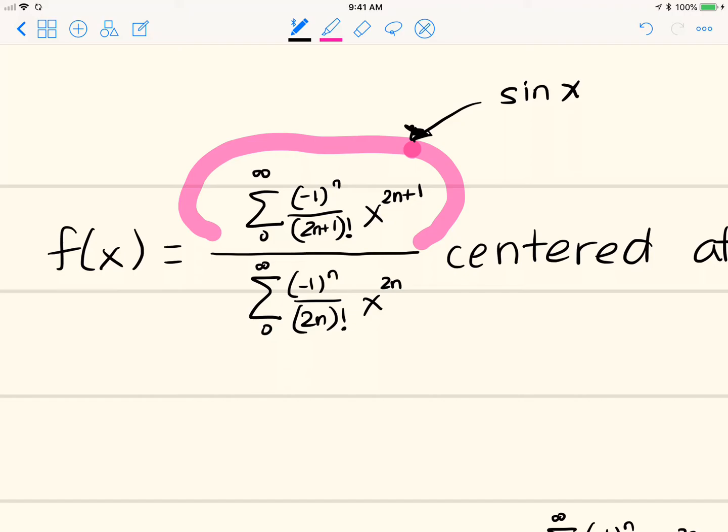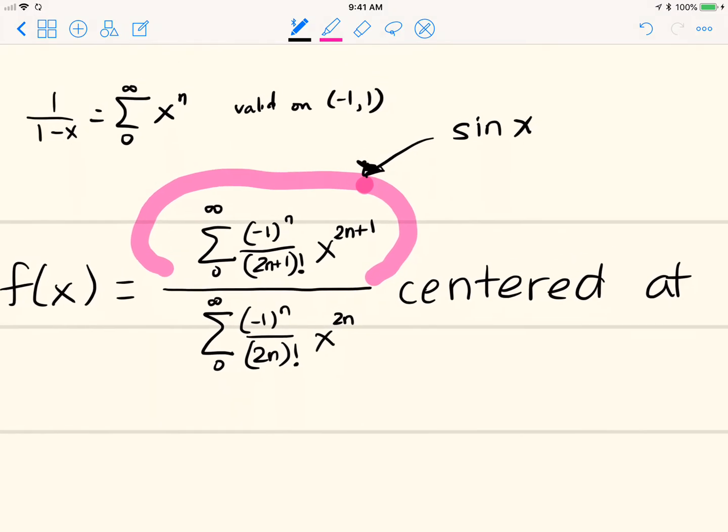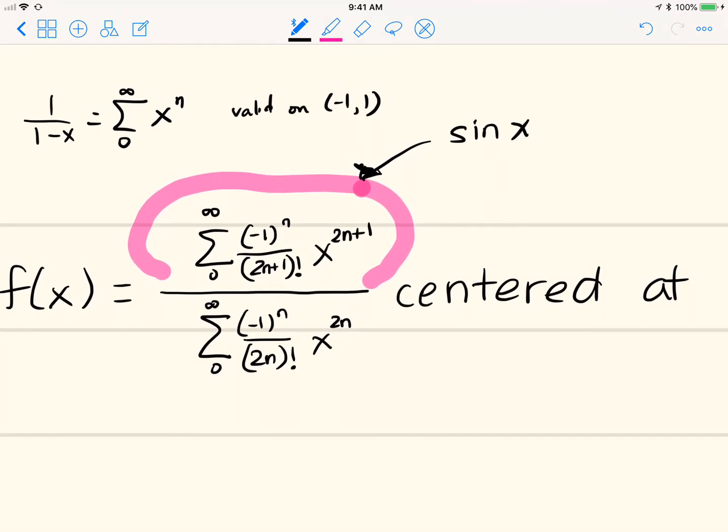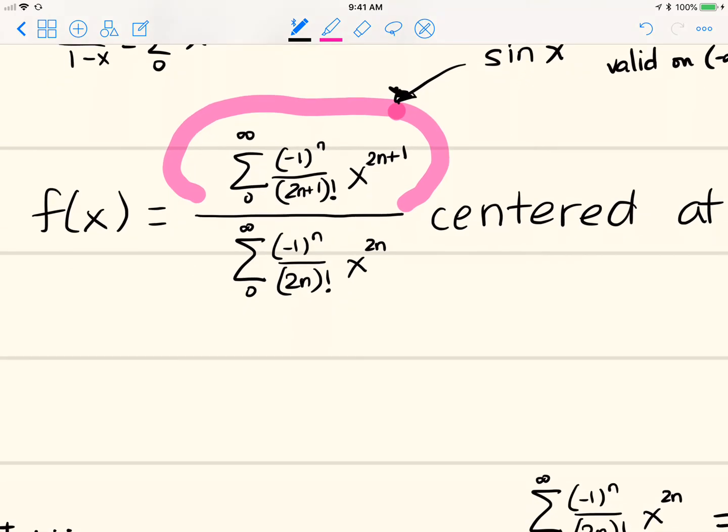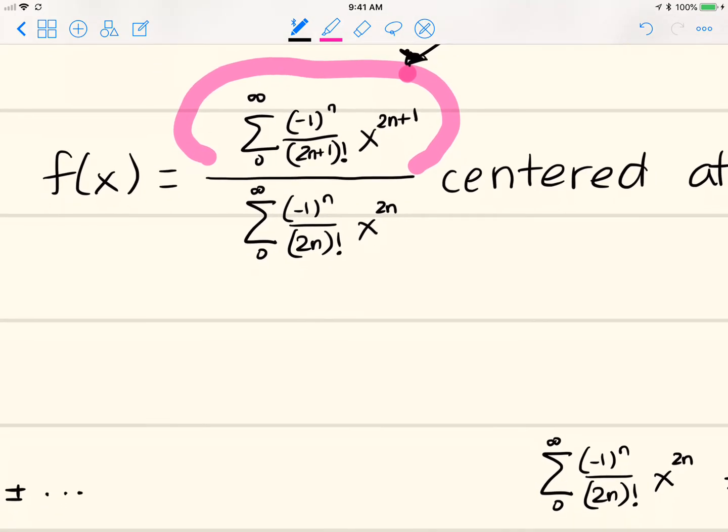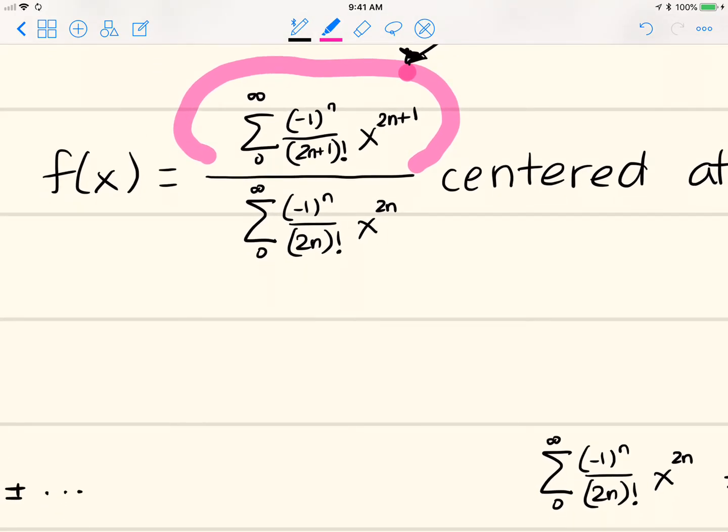Okay, so just like 1 over 1 minus x is this power series here, the geometric series, the sum of x to the n, and it's valid on negative 1 to 1. Sine of x is equal to this power series, and it is valid on negative infinity to infinity. So it converges everywhere, and more importantly, it converges to sine of x.